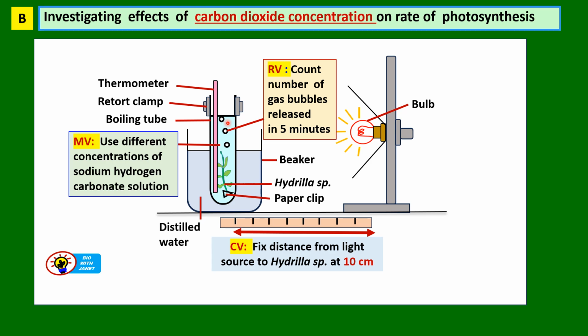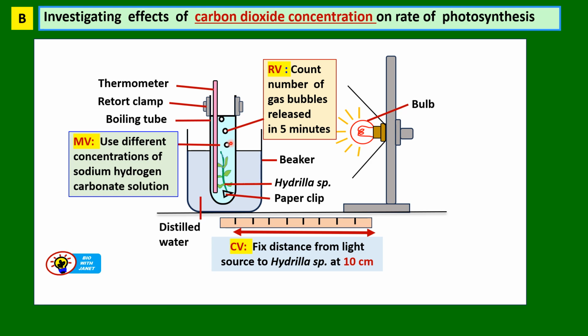If it floats upwards, then you cannot count the number of air bubbles or gas bubbles. So this is a precaution, okay? Put the paper clip at the end. Now, using a measuring cylinder, measure and pour out 5 ml of 0.1 m sodium hydrogen carbonate solution and fill it in the boiling tube. Put it in the boiling tube here.